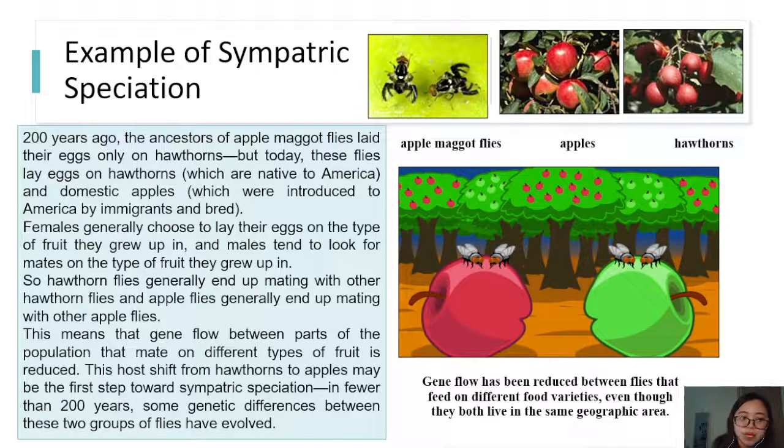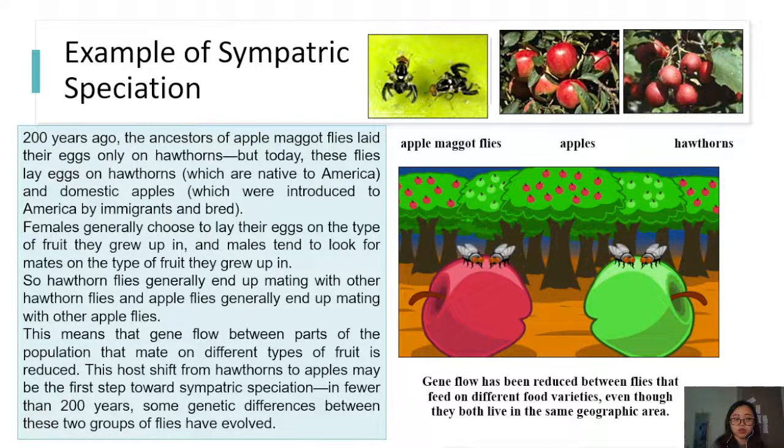So the hawthorn flies generally end up mating with other hawthorn flies, and the apple flies generally end up mating with other apple flies. So although they see each other, they don't choose each other. This means that the gene flow between parts of the population that mate on different types of fruits is reduced. So this whole shift from hawthorns to apples may be the first step towards sympatric speciation.